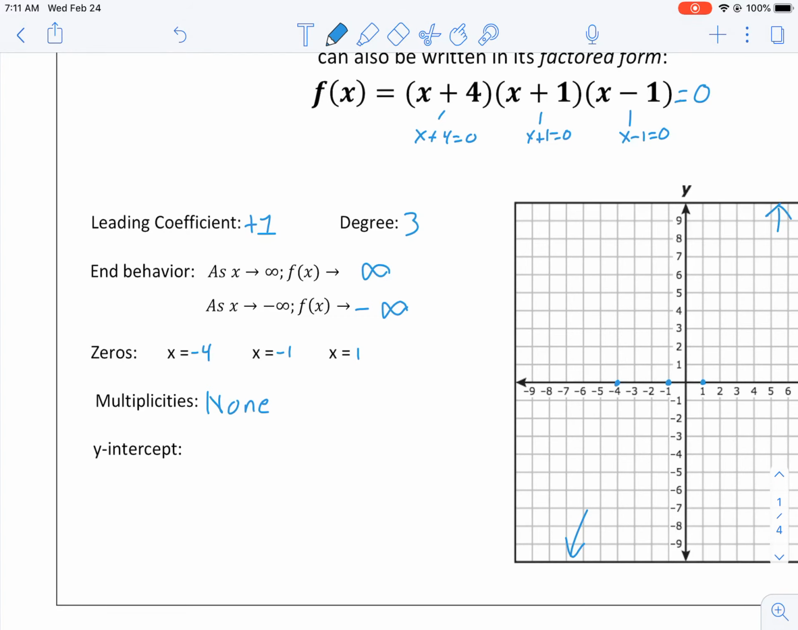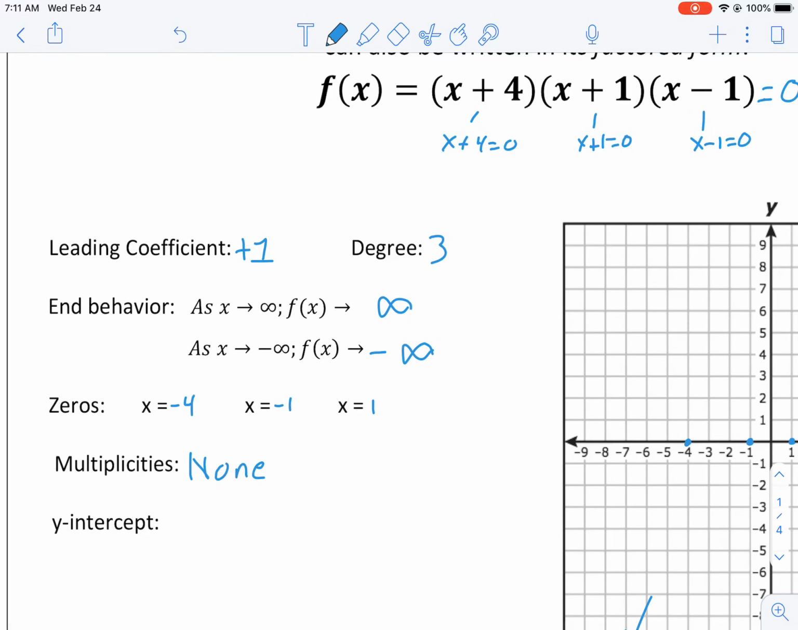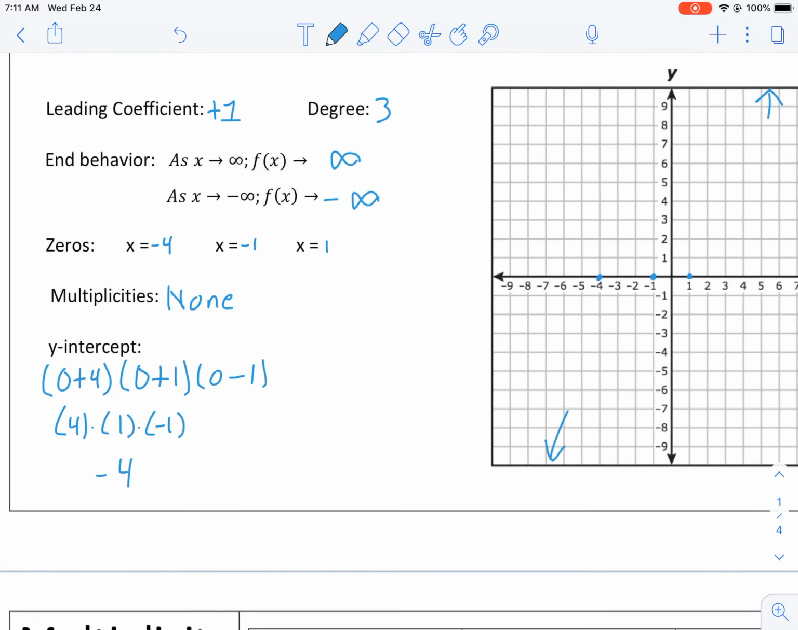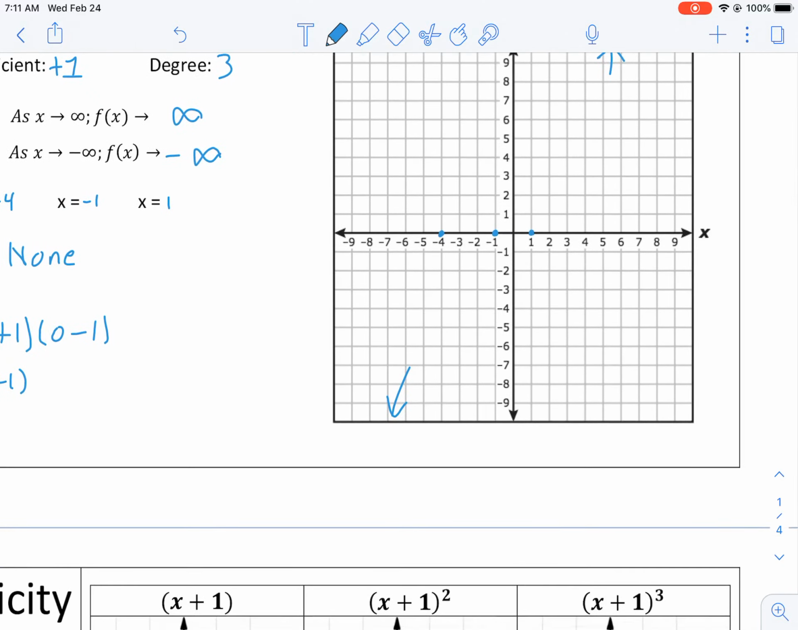It's the easiest point to find because all you have to do to find the y-intercept is plug in 0. Because remember, the y-intercept is on the y-axis, so that's where x equals 0. So if you plug in 0 for all these points, the reason it's easy is because then you don't have to really do anything. They all just go away, right? You're just left with the same numbers that you started with. So we have 4 times 1 times -1, which is -4, all right? So we know our y-intercept is -4.